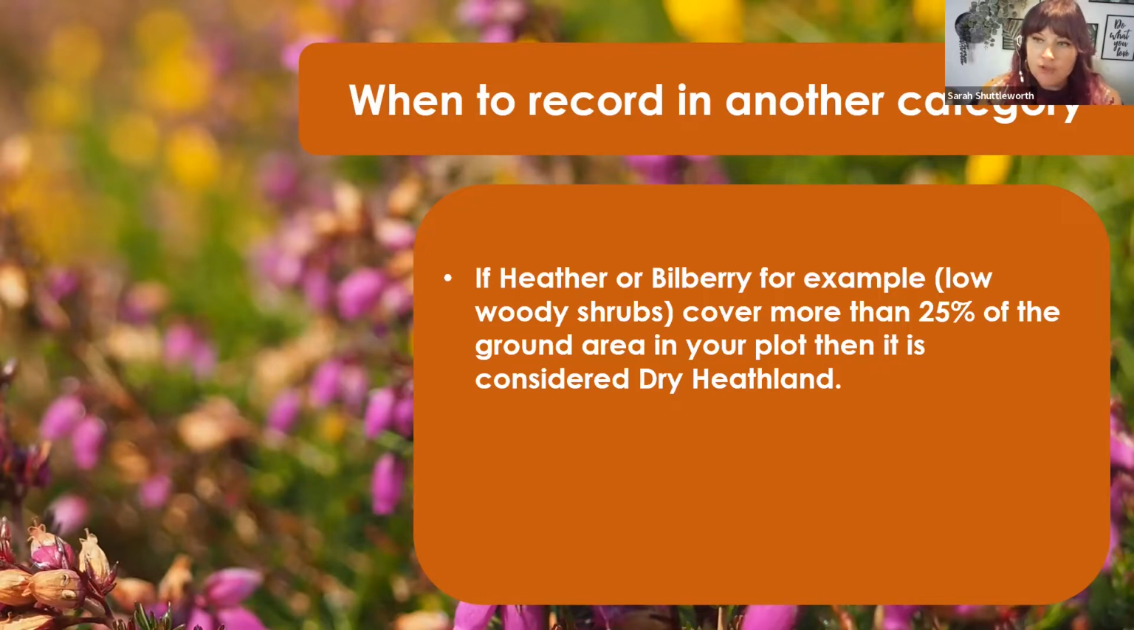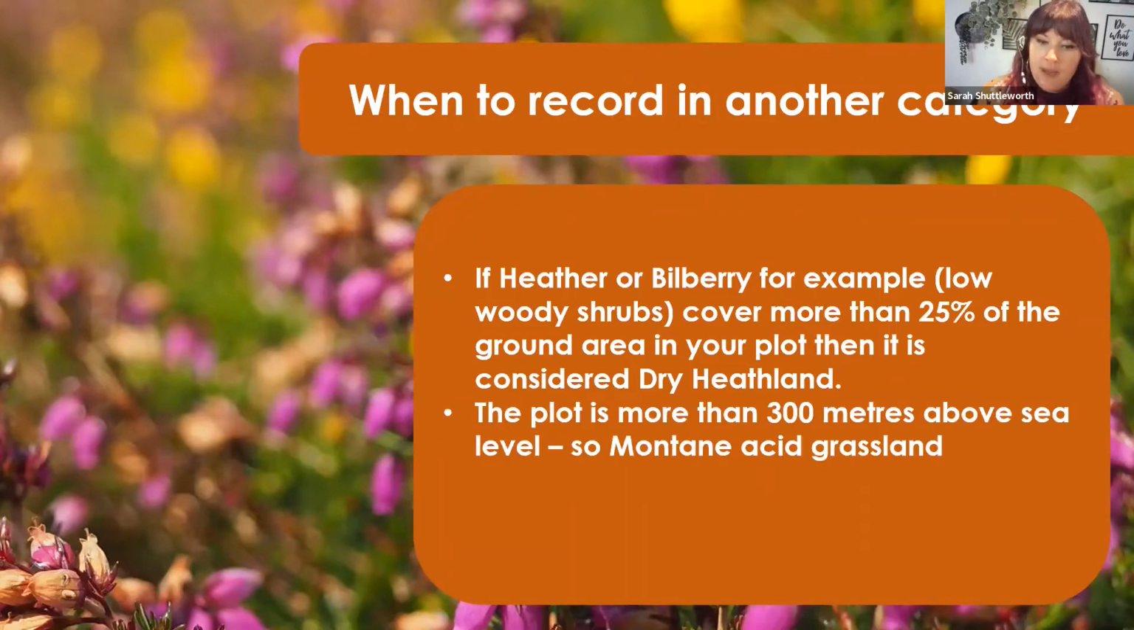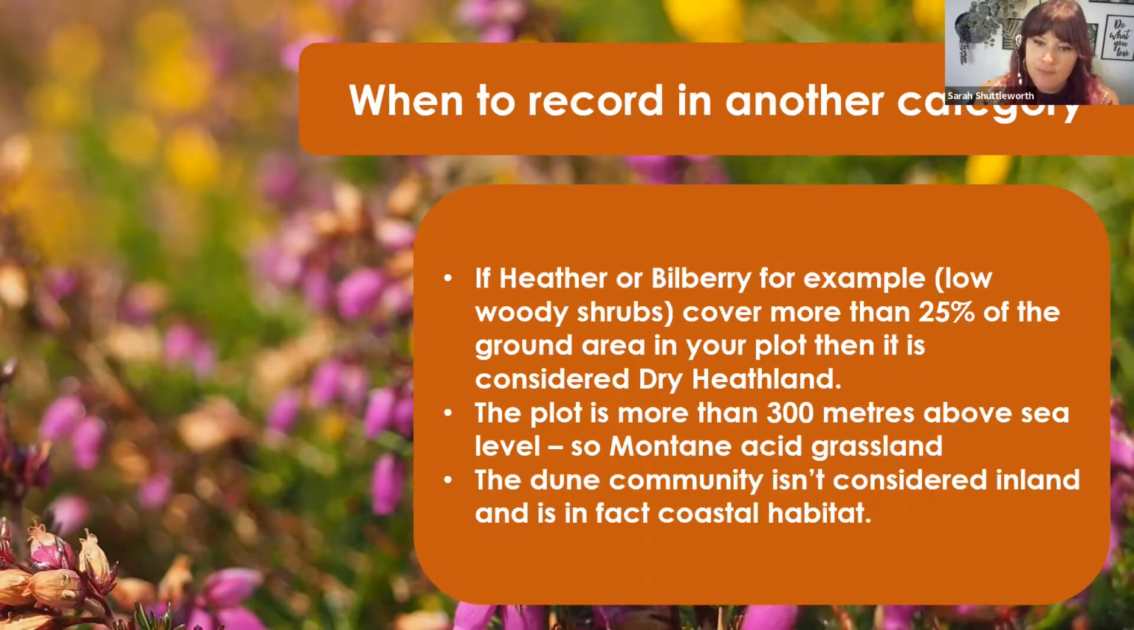Because this kind of habitat forms a mosaic with dry heathland and dry acid grassland, it really depends on exactly where your plot is going to sit as to which habitat you're going to be categorizing it in. And also, if your plot is more than 300 meters above sea level, then you're going to be wanting to record in the montane acid grassland category.